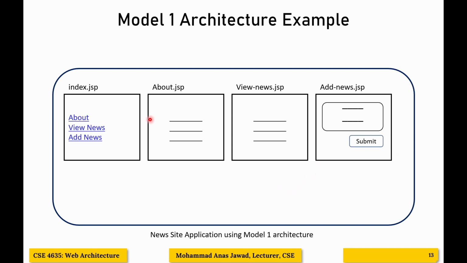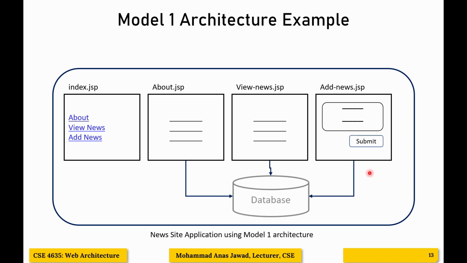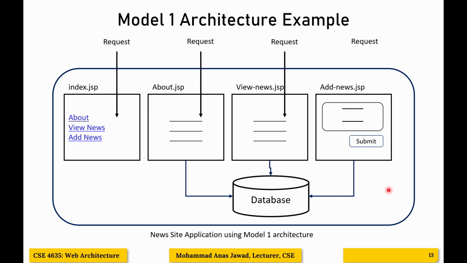Okay. And also this about, view news, and add news page will be connected to some kind of database, which can be a file system or it can be a simple XML file as well. Now, the important thing to note here is whenever a client requests any of these pages, suppose the client has at first requested the index page. Now, the index page is simply a static page which contains 3 hyperlinks to these 3 about, view news, and add news pages here, right?